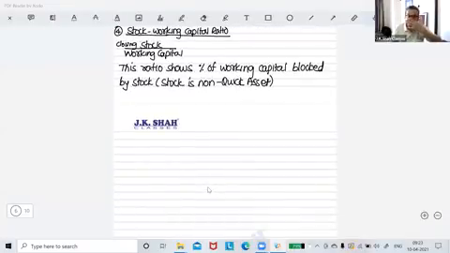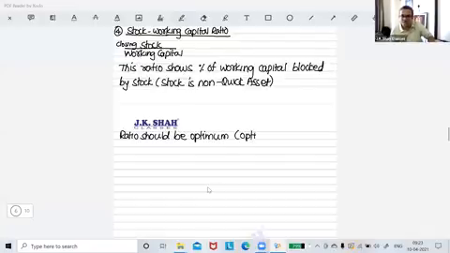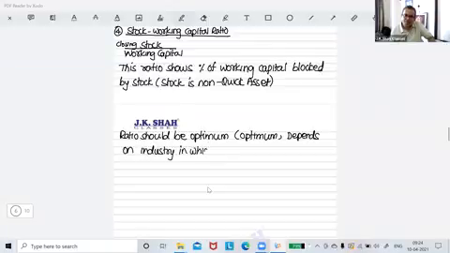So what this ratio shows, it shows the percentage of working capital blocked by stock. What is stock? Stock is a non-quick asset for sure. Okay. So see guys, your ratio should be optimum. Remember that. Now you people are going to ask me, sir, what do you mean by optimum? So I would always say the optimum depends on the industry in which you operate.